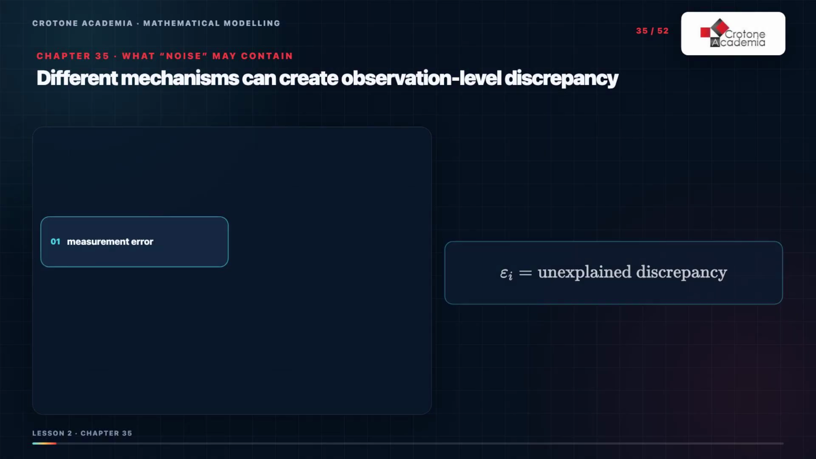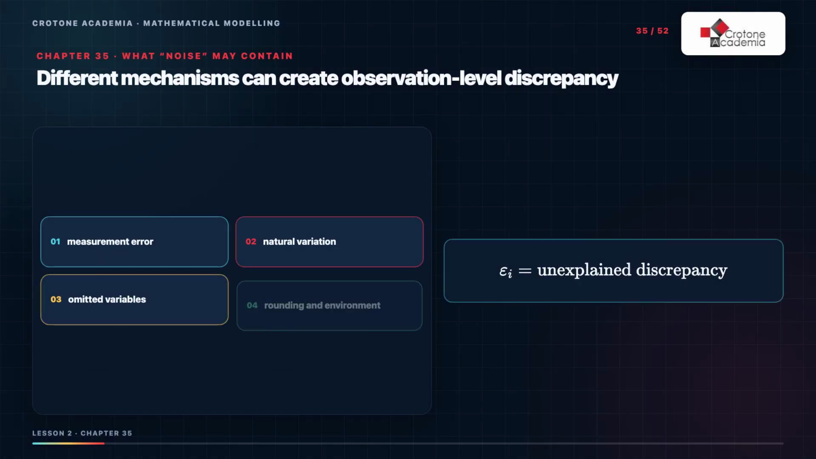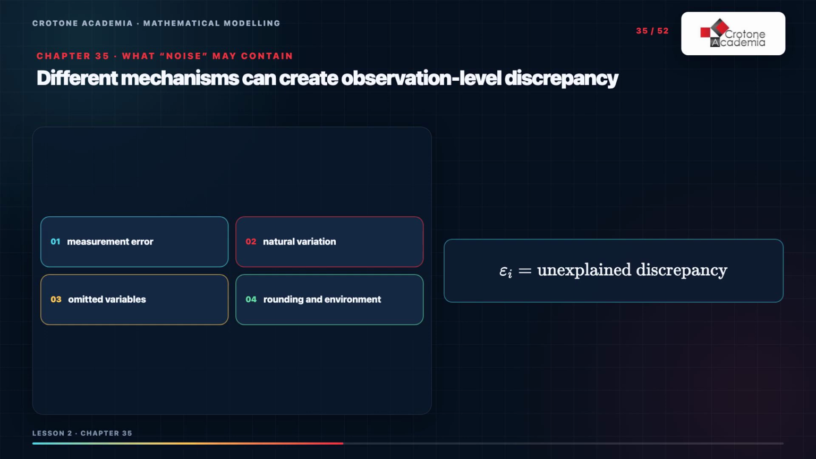Let us distinguish several mechanisms. A scale can measure imperfectly. Similar patients can respond differently. A house model using only area and age can omit location, condition, transport, view, and demand. Recorded values can be rounded, and conditions can change over time or place. We may collect these effects into epsilon for the present discussion, but they do not all have identical scientific meanings. The common point is that the simple prediction does not determine the observation exactly.